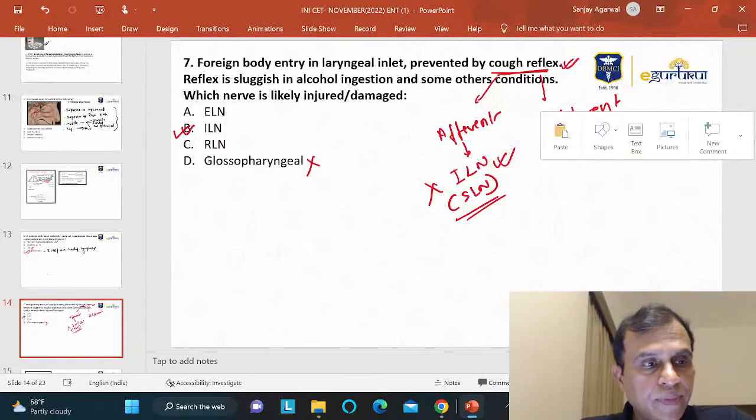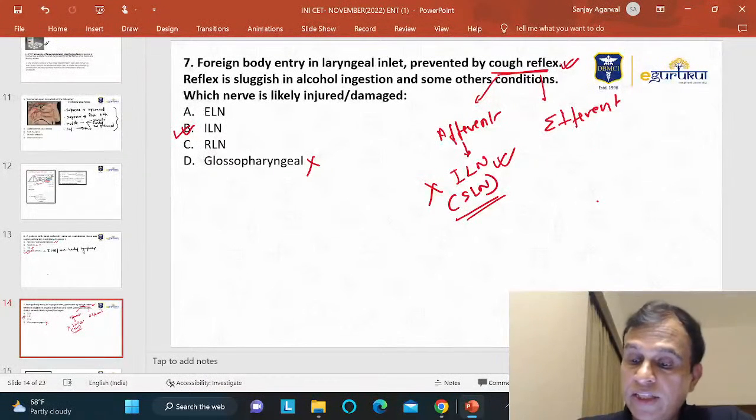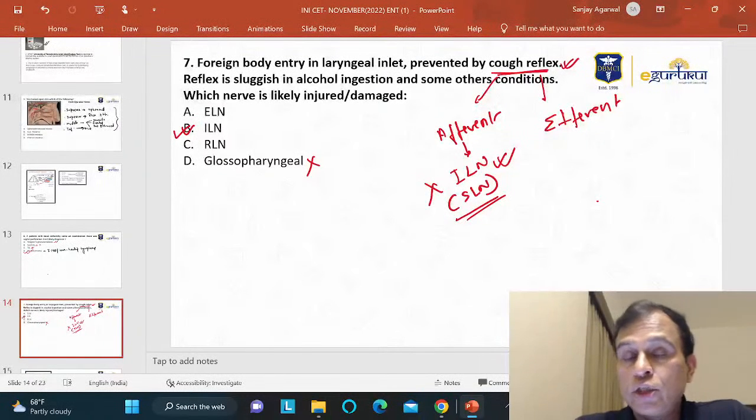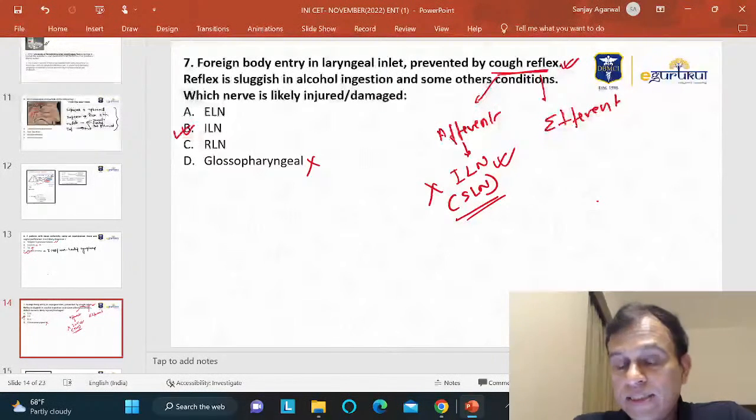So like I was saying, even if superior was given in the choices, internal is still the best answer, because the superior laryngeal nerve lies outside the larynx, and so a problem in the larynx cannot damage the superior laryngeal nerve. So if you have an absence of the cough reflex and there is aspiration, the most common nerve that causes this is the internal laryngeal nerve.